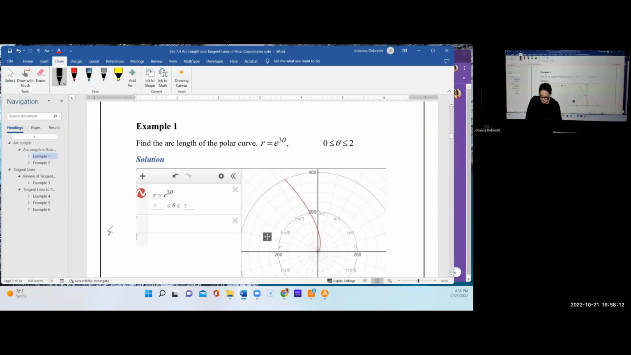So we're looking at this one. I believe this is a logarithmic spiral. So we're looking at this logarithmic spiral. e to the 3 theta is r. And I've only plotted from theta equals 0 to 2, something like that, because that's what it tells me to do. So what it's asking us to find is how long this part of this spiral is.